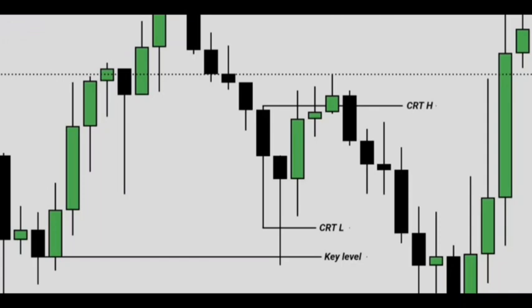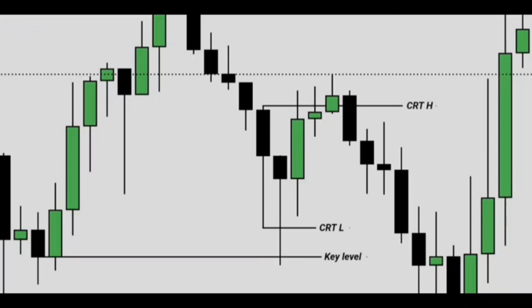The logic behind it is, number one, it is a time-based model where the 1 a.m. will stand as your candle range and the 5 a.m. will stand as your sweep, and the 9 a.m. will start as your distribution. The 1 a.m. will stand as your accumulation, the 5 a.m. will stand as your manipulation, and the 9 a.m. will stand as your distribution.